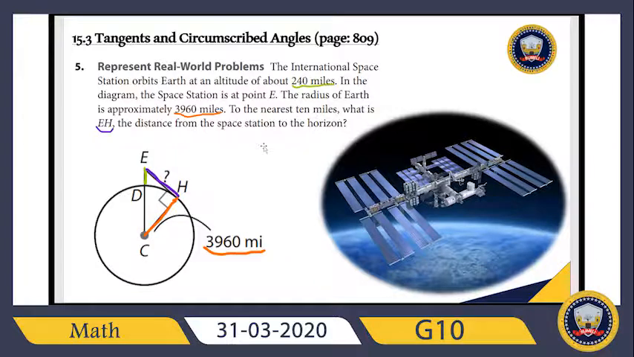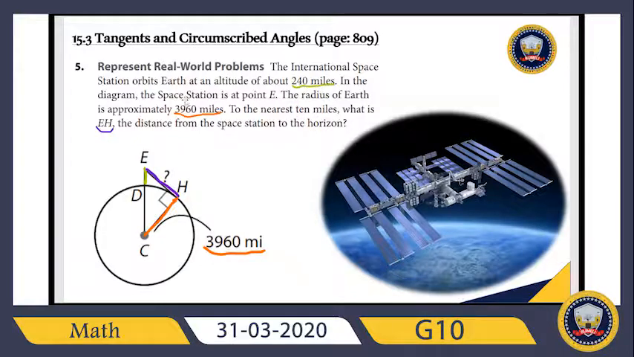So, it is near to the Earth. Suppose it is at the position E. This is the Earth, okay? This is a picture of the International Space Station. Okay, it's orbiting the Earth at an altitude of about 240 miles. So, my International Space Station is above the Earth by this distance, the yellow distance, which is 240 miles.